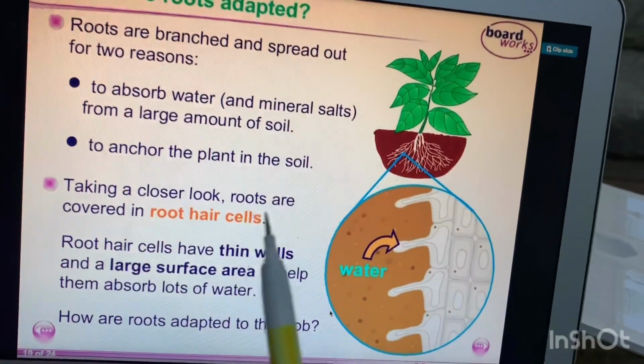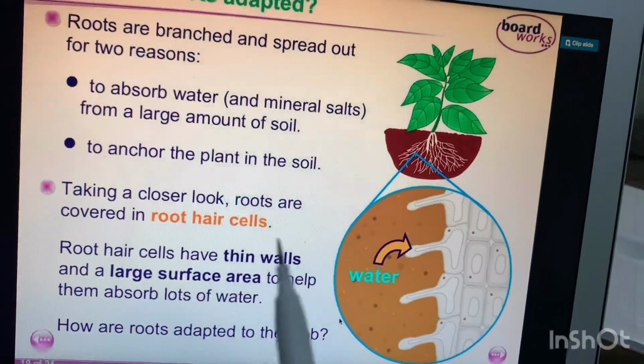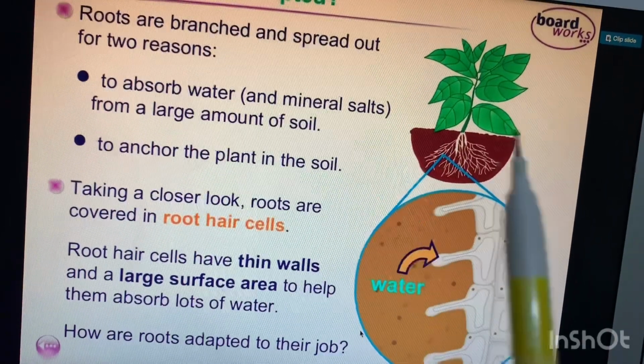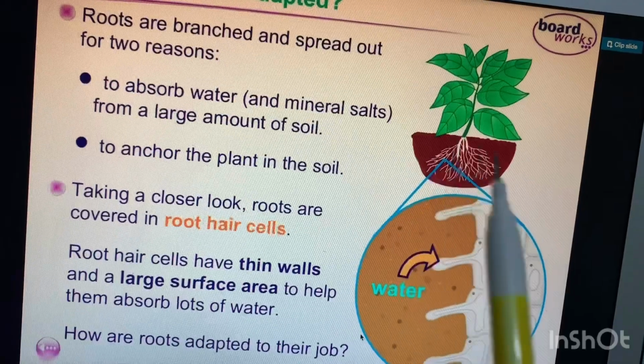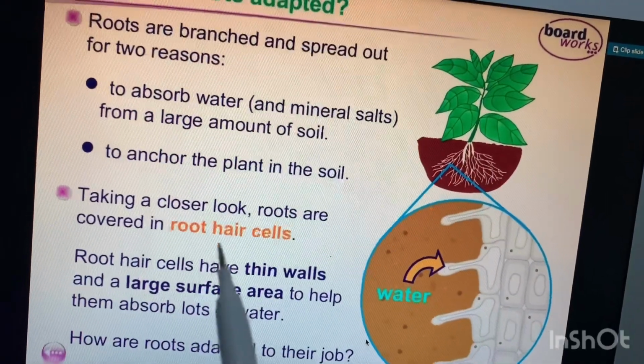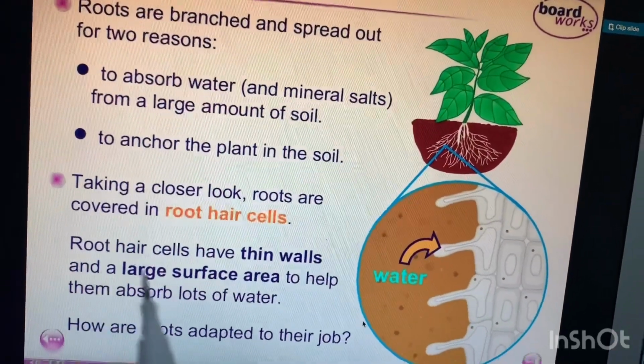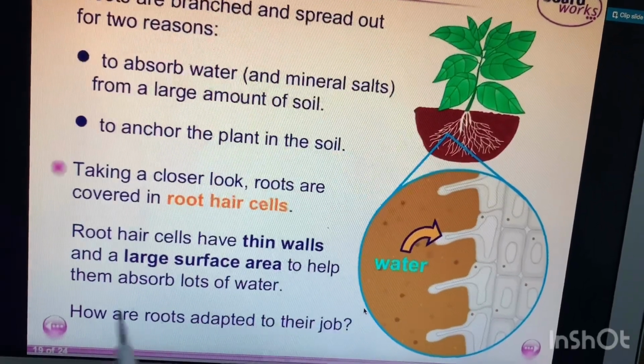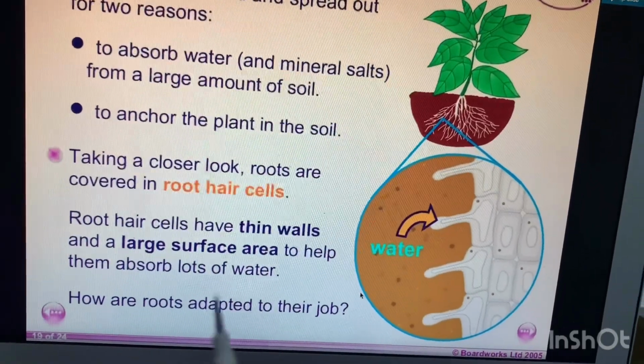Taking a closer look, roots are covered in root hair cells. If you look closely at the root, they are covered in root hair cells. Root hair cells have thin walls and a larger surface area to help them absorb lots of water.